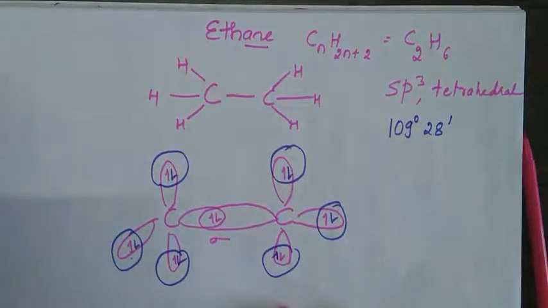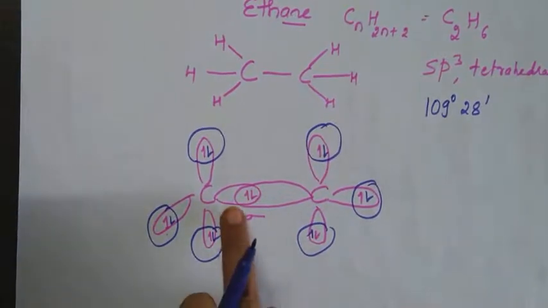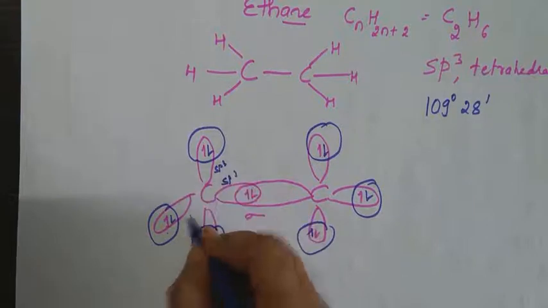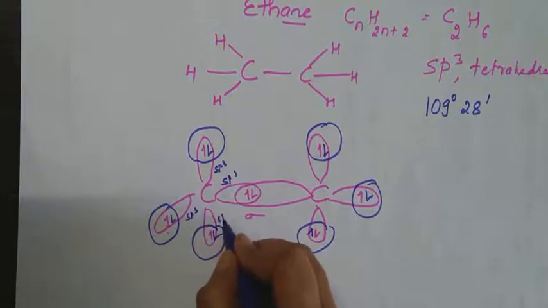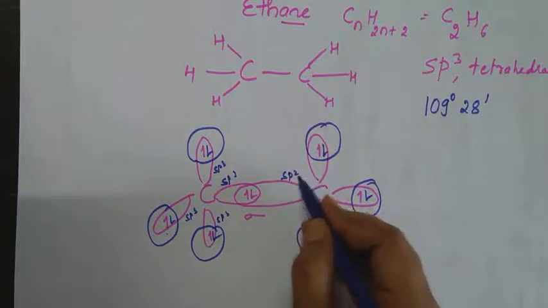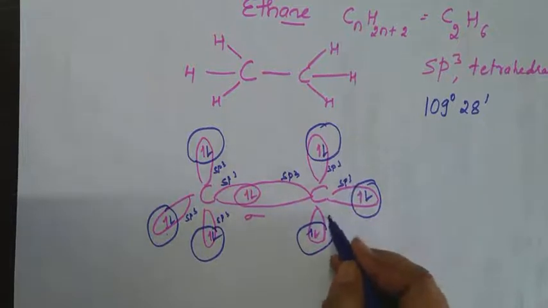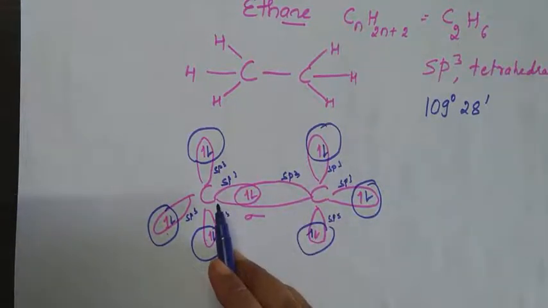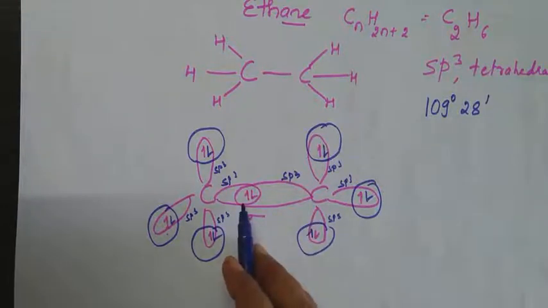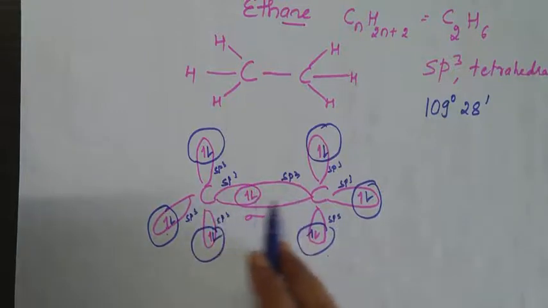How can you explain? Carbon is sp3 hybridized. Therefore, it should have 4 sp3 hybrid orbitals. So I am writing the names of these hybrid orbitals here. So 4 sp3 hybrid orbitals. Same is true for the other carbon atom. Why have I taken 2 carbon atoms? Because there are 2 carbon atoms in ethane. So the sp3 hybrid orbital of one carbon atom overlaps with the sp3 hybrid of another carbon atom to form a sigma bond. Which sigma bond? Formed between carbon and carbon.